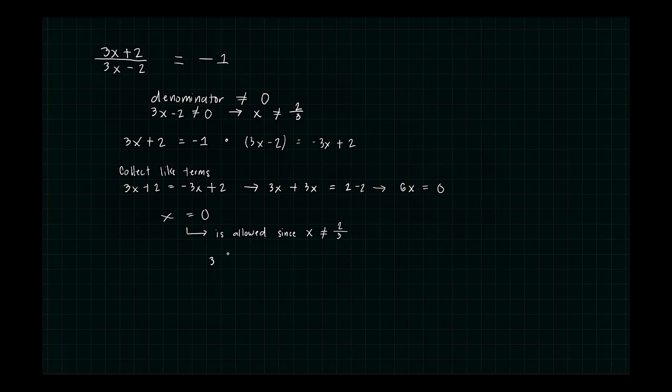To verify, 3 times 0 plus 2 over 3 times 0 minus 2 equals 2 over negative 2, which equals negative 1. So this illustrates remark 3, the equality: 3x plus 2 over 3x minus 2 is equal to negative 1.